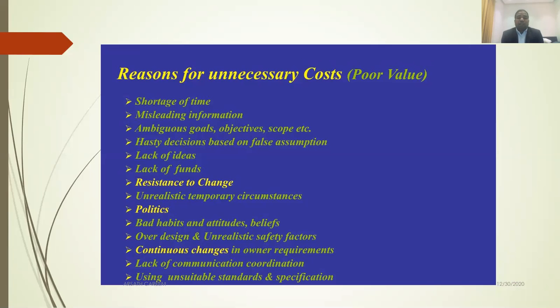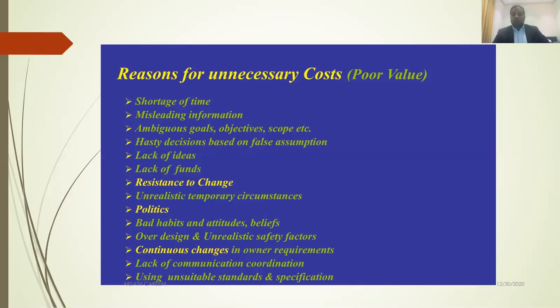Misleading information. As humans, sometimes the information is inaccurate. Hasty decisions based on false assumptions, false goals, objectives, scope, lack of ideas, lack of funds, resistance to change, unrealistic temporary circumstances, some internal politics, bad habits, over design, unrealistic safety factors, continuous changes in owner requirements, lack of communication, coordination, using unsuitable standards and specifications. Because of these reasons, there might be cost overrun.